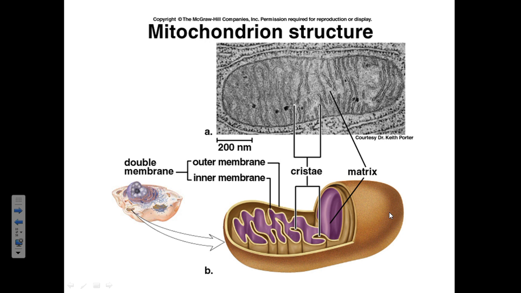Step 3 of cell respiration happens on these little folds. These little folds are called cristae. And what's step 3 of aerobic respiration? The electron transport chain. Electron transport chain, also known as? ETC. No, the process is also known as? What kind of phosphorylation? Oxidative phosphorylation.